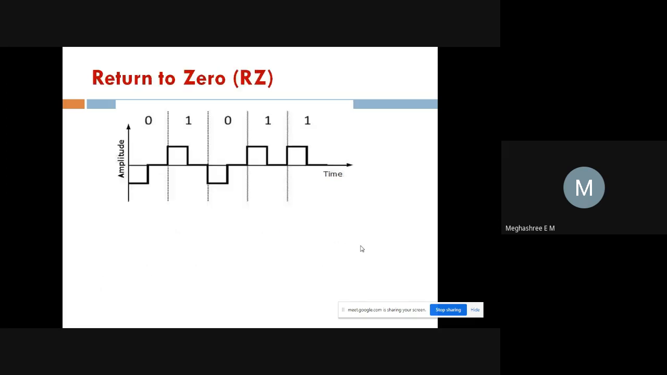So the next type is what? It is return to 0. This is the second type under the polar scheme. Here you can see return to 0. In short, it is represented as RZ.